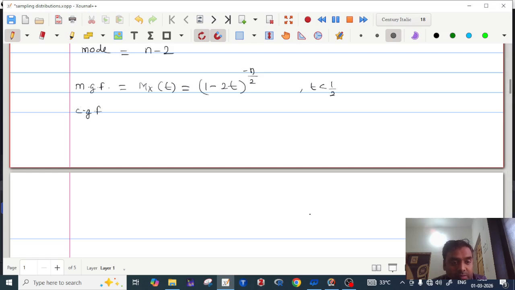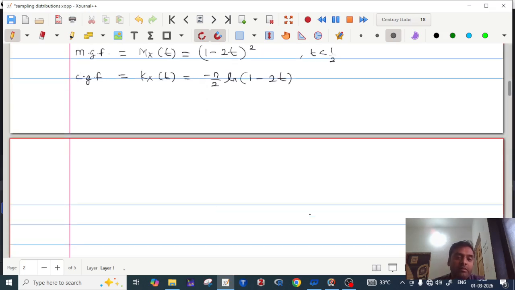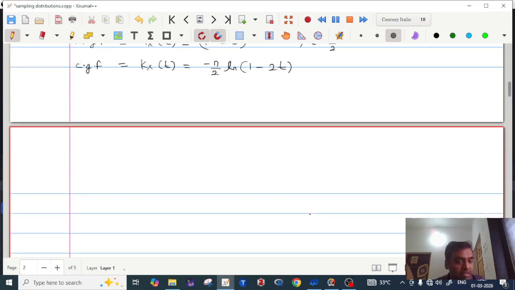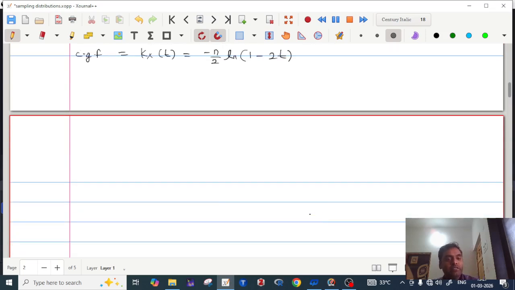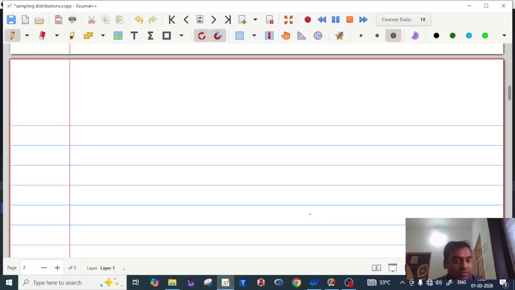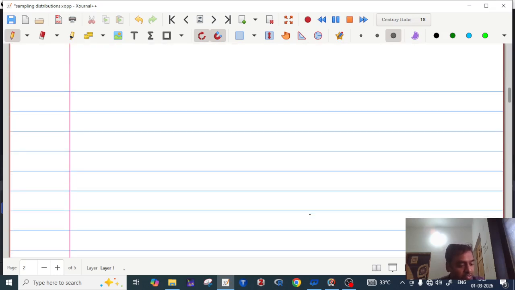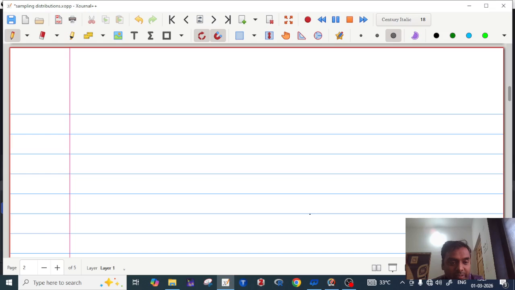The CGF, K x of t, is nothing but the log of this M x of t, which is minus n by 2 log of 1 minus 2t. By expanding this CGF, we will get the cumulants. With the help of cumulants, you can obtain central moments and find out gamma 1 and gamma 2.